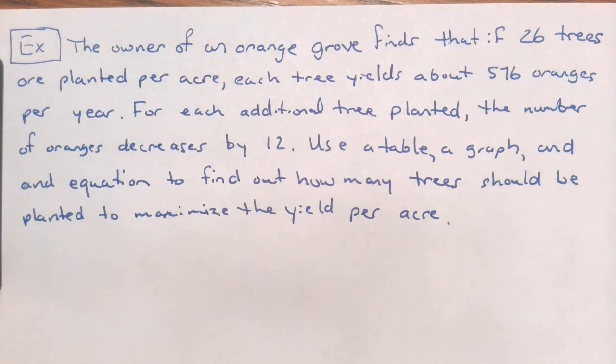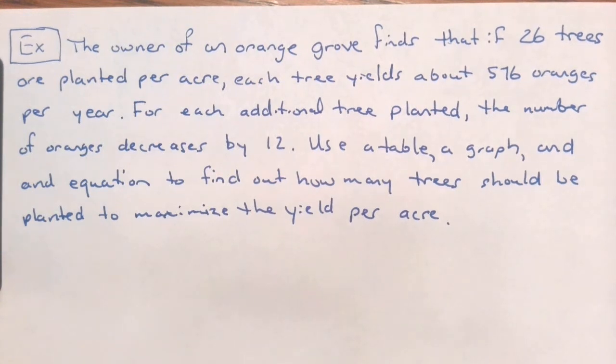In this example, we're going to take a look at this word problem. The owner of an orange grove finds that if 26 trees are planted per acre, each tree yields about 576 oranges per year. For each additional tree planted per acre, the number of oranges decreases by 12. We're going to take a look at using a table, a graph, and an equation to figure out how many trees should be planted to maximize the yield per acre.